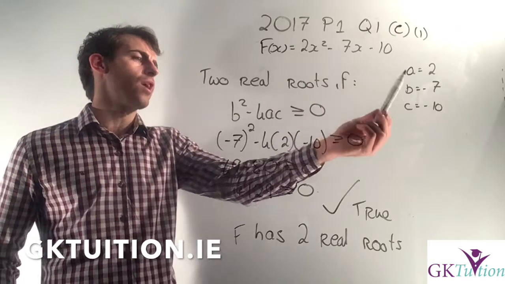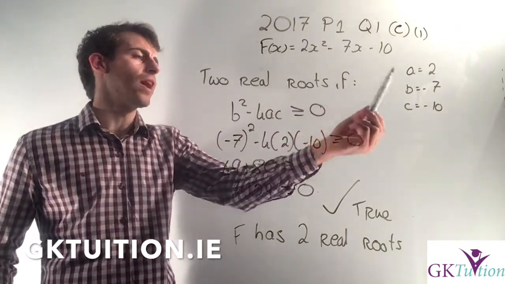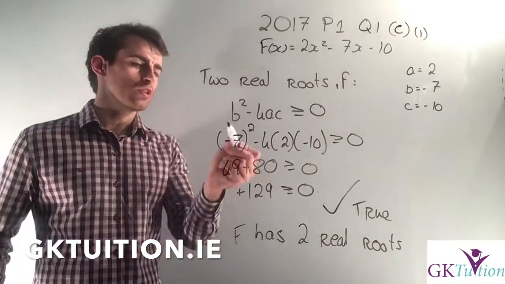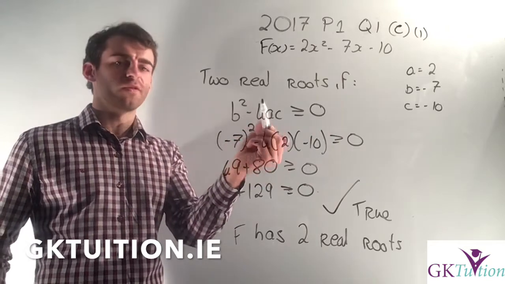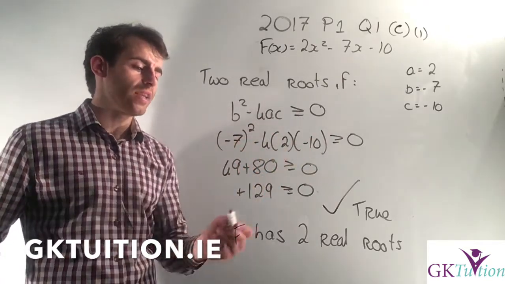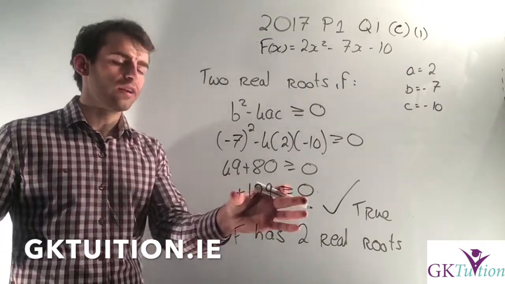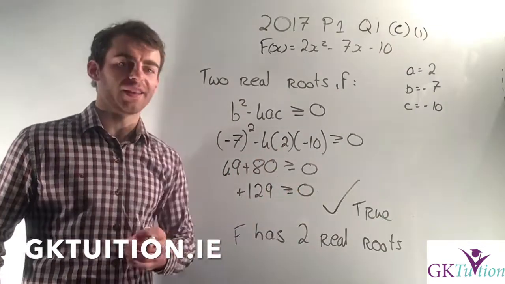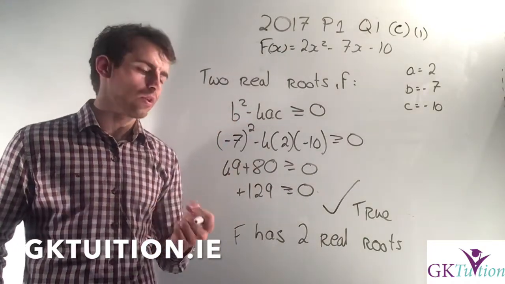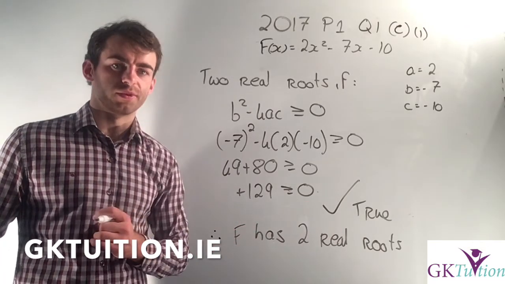So from my quadratic, I know that a is the number in front of x squared, which is 2, b is the number in front of x, which is minus 7, and c is the number on its own, which is minus 10. So I just sub into b squared minus 4ac, and when I do that, I end up with 49 plus 80, so plus 129 is greater than or equal to 0. Clearly at this point, I can tick that and say that it's true. So once I've proven that b squared minus 4ac is greater than or equal to 0, I can conclude that therefore f has 2 real roots.